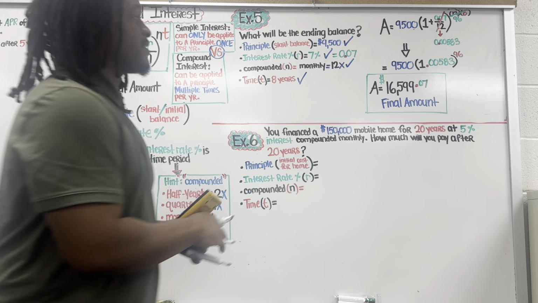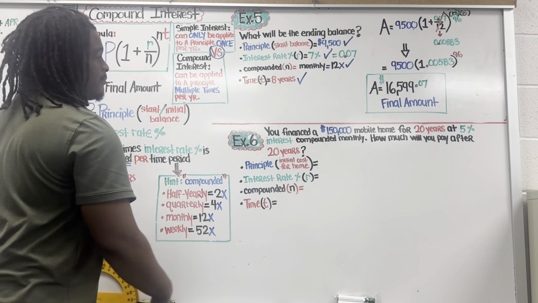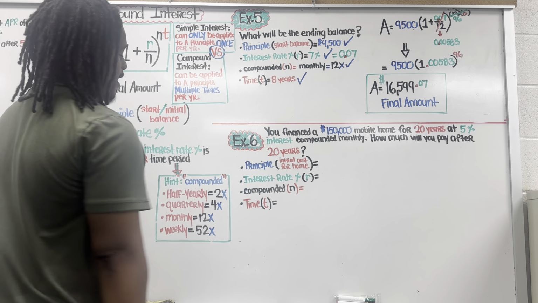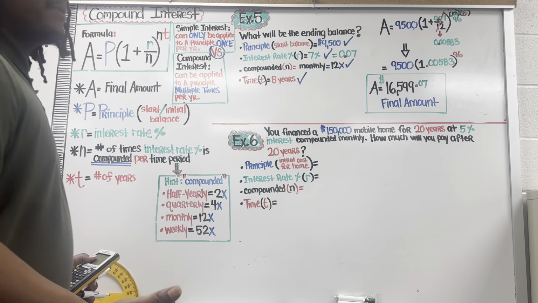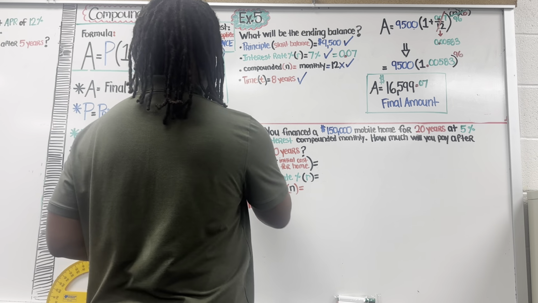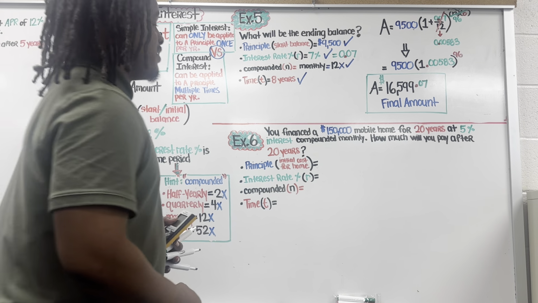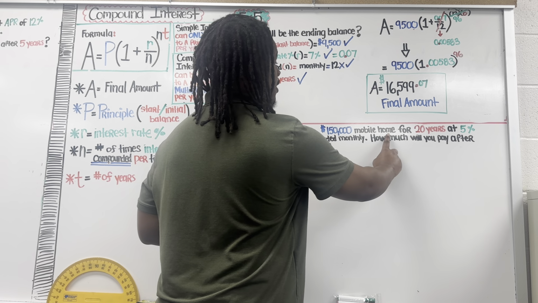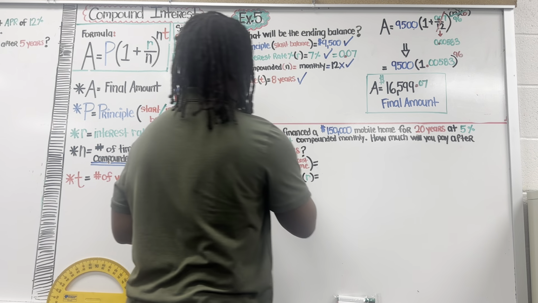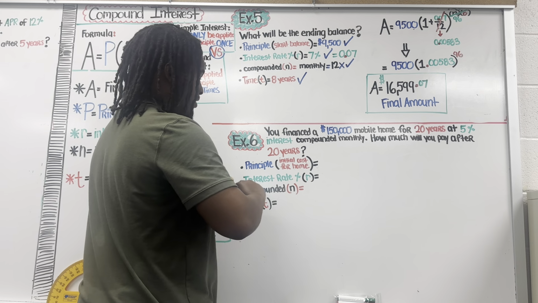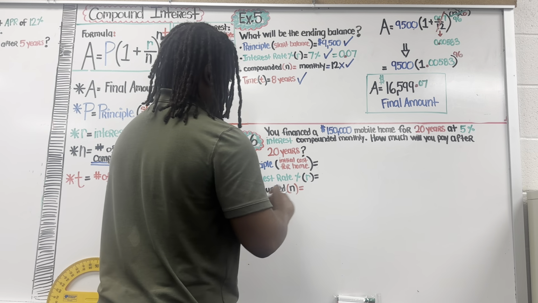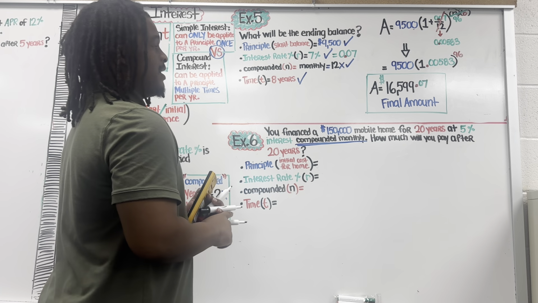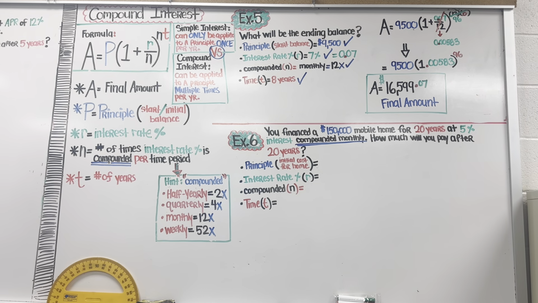So what we're going to do is the same thing for this problem. It's a little bit more context. We're going to read it, and then we're going to plug in the values where they go. So we're going to solve the same thing for example 6. It reads, you finance a $150,000 mobile home for 20 years at 5% interest, compounded monthly. That is very, very important: compounded monthly. How much will you pay after 20 years?